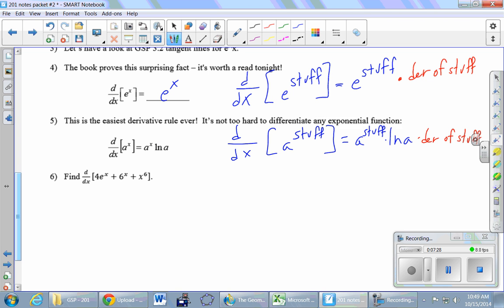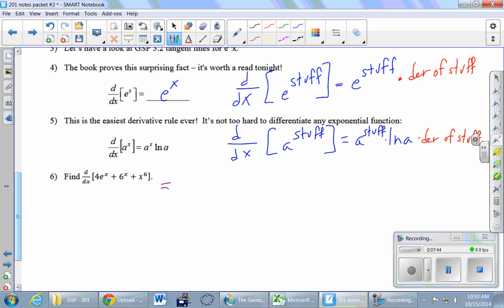Okay, so let's see these two rules in action here with number 6. We're trying to find the derivative of that whole thing, 4e to the x plus 6 to the x plus x to the 6th. So here we go, equals. Okay, that 4e to the x.